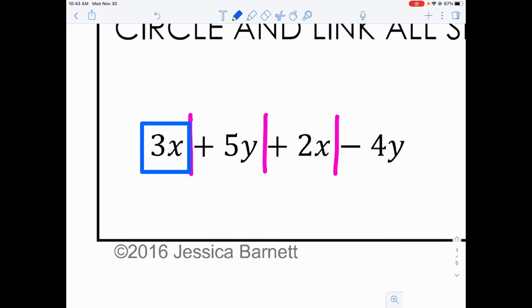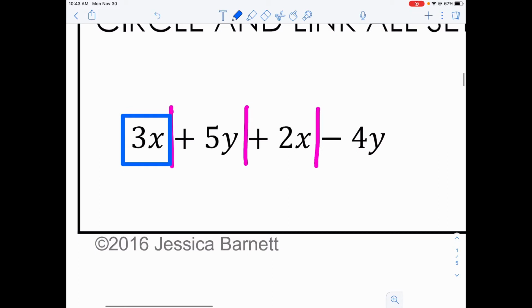Move to my next term. I see that it is a positive 2x. They have the same variables. They both have x's, and those x's have the same exponent. In this case, they don't have one. So because it has the same variable and the same exponent, this is considered a like term to that. So I will also put a box around this.